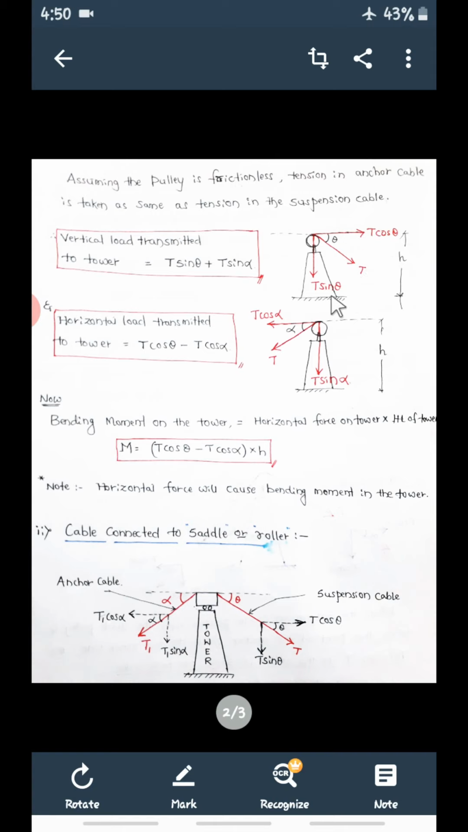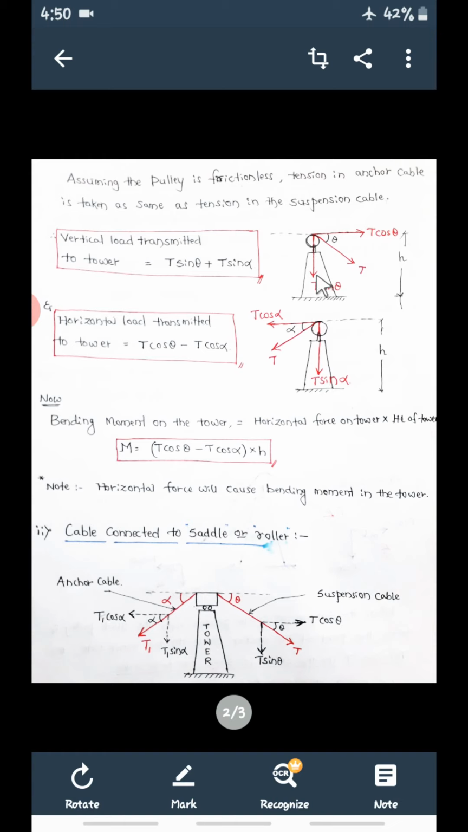This is T cos theta into height h. So we are calculating the bending moment at the bottom of the tower. So T cos theta into h is the bending moment. Similarly here, what is the bending moment at the bottom? It is T cos alpha into h. Okay, so the bending moment due to this is 0.